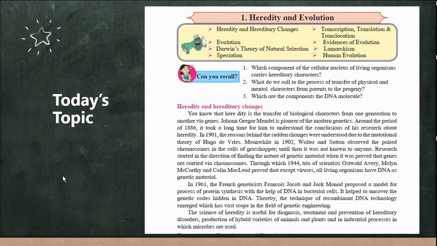Now what are the components? Which are the components of the DNA molecule? I told you just now that the DNA molecule is made up of three basic components.